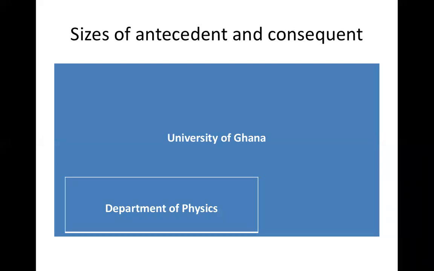So you can see the two boxes. You see University of Ghana, you see Department of Physics. If you want to deny that someone is in the Department of Physics, all you need to do is just deny that he's at the University of Ghana. So if you say all those in the Department of Physics are at the University of Ghana, Kevin is not enrolled at the University of Ghana, so Kevin cannot be in the Department of Physics. That denies the consequent.